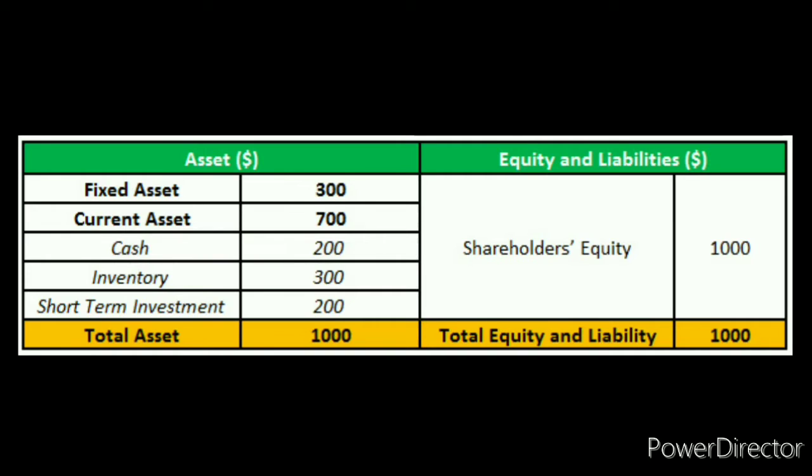In the balance sheet we have assets and equity and liability side. In the asset side we have fixed asset of $300. Current asset $700: cash is $200, inventory is $300, and last, short-term investment is $200. So we have a total asset of $1,000. In the equity and liabilities side, we have shareholders' equity that is $1,000.